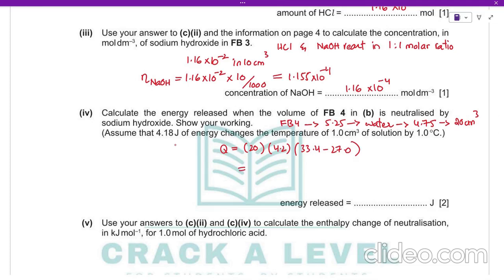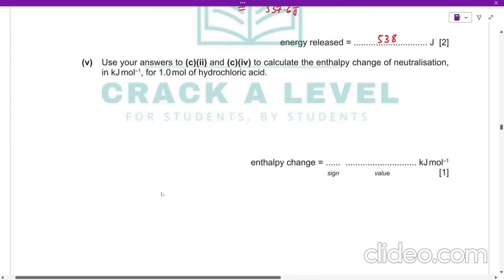20 into 4.2 into 33.4 minus 27, it will come as 537.6 joules. So 538 will be the rounded off value. So use the answer in C part 2 and C part 4 to calculate enthalpy change of neutralization.